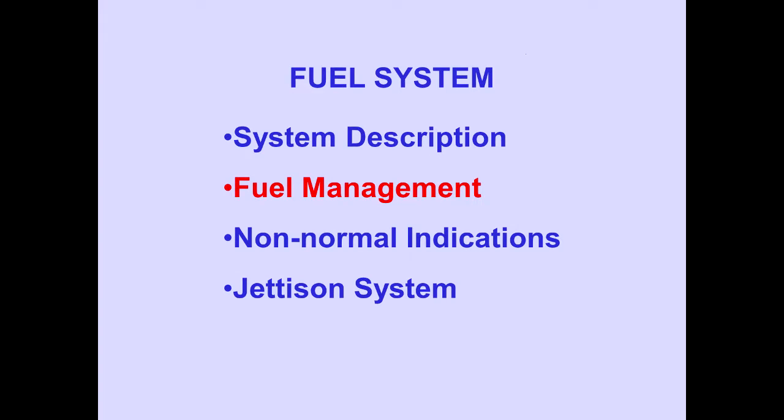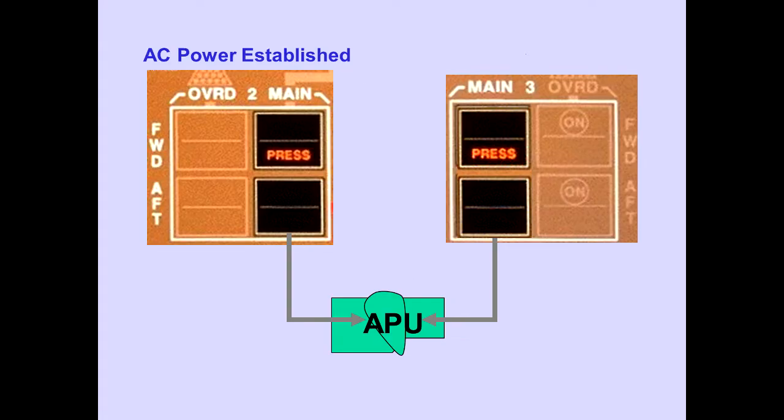Now, let's look at fuel management. We will take a normal flight from the time the flight deck is entered to engine shutdown at our destination. In this example, we start with all tanks full. With AC power established, the number 2 aft main tank fuel pump supplies fuel to the APU. If the number 2 aft main tank fuel pump switch is off, APU system logic automatically turns the pump on when the APU selector is rotated out of the off position.